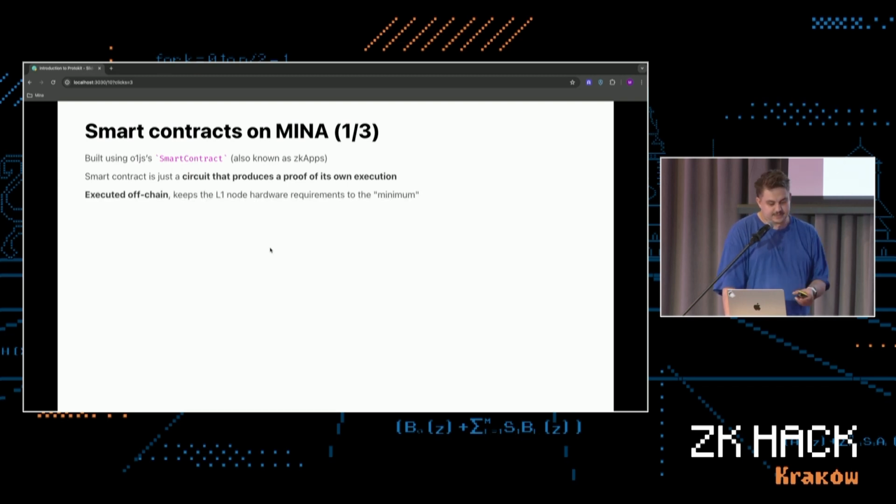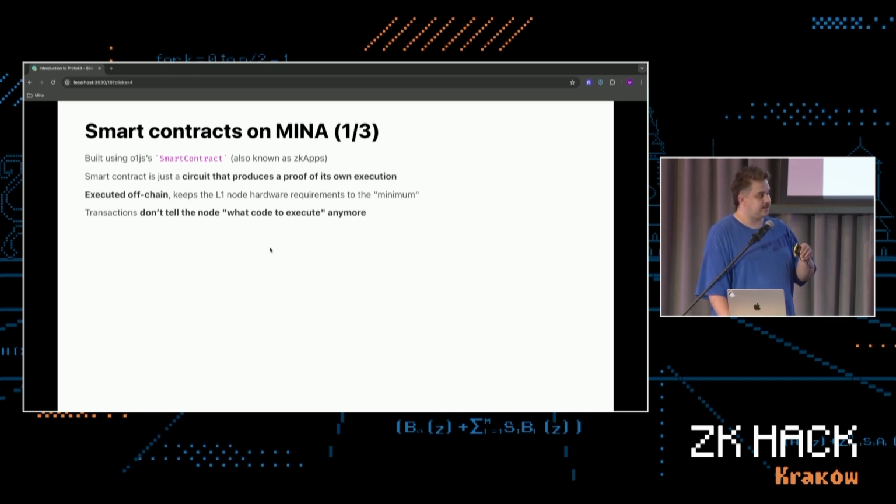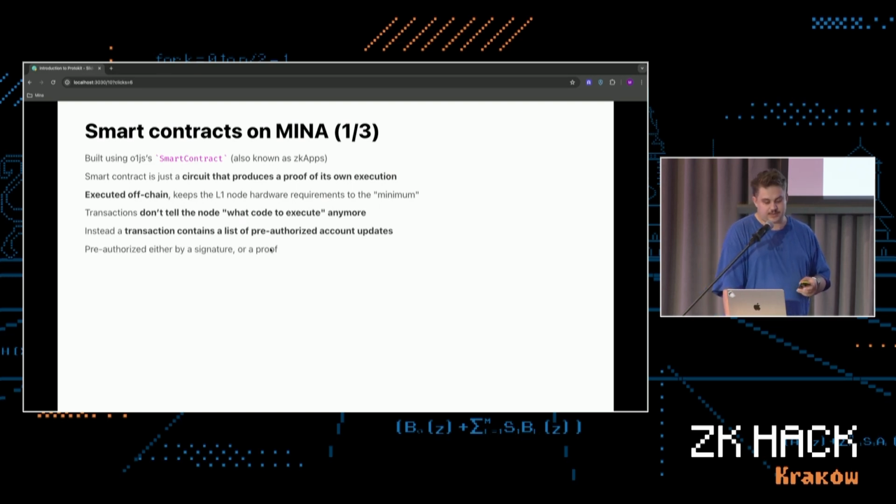So, as I said, the contracts are executed off-chain. The transactions don't tell the node what code to run anymore. The transactions only send the proof of the correct contract execution, plus the changes that the contract is requesting to be made on the chain for the contract's account. We call these account updates. So every transaction is a list of account updates. Each account update can be authorized either by a signature or a proof.